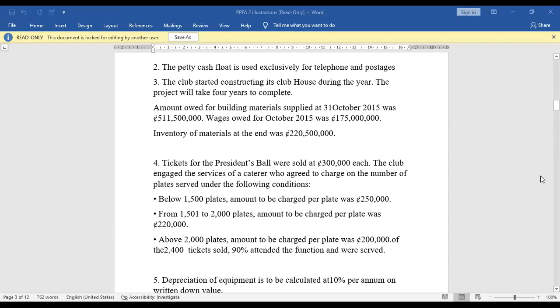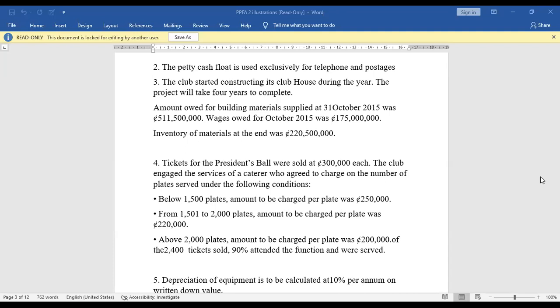First condition was that if our order is below 1,500 plates, the amount to be charged per plate will be 250,000 cedis. If it's from 1,501 plates to 2,000 plates, the amount to be charged will reduce per plate and we will have 220,000 cedis. So if we are making orders for over 2,000 plates, then the amount she will charge per plate will be 200,000. And of the 2,400 tickets sold, 90% attended the function and were served. Okay, this means we have to do lots of workings.